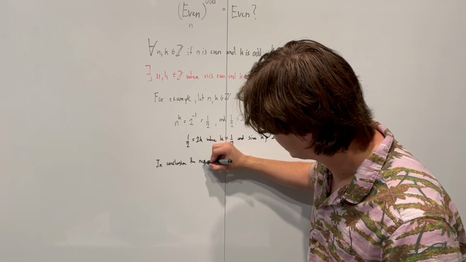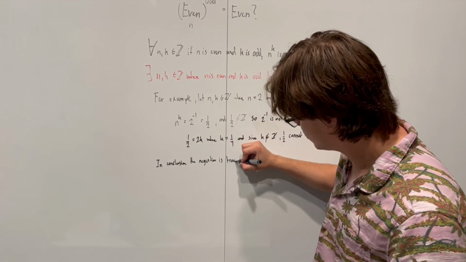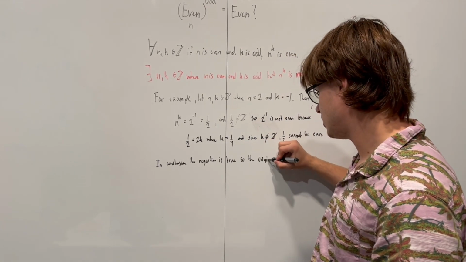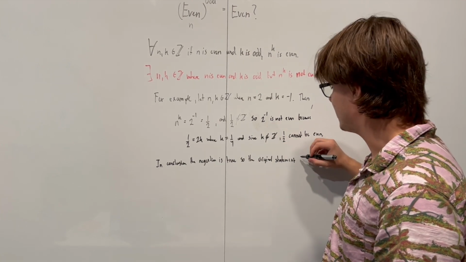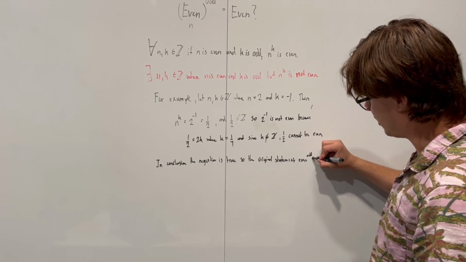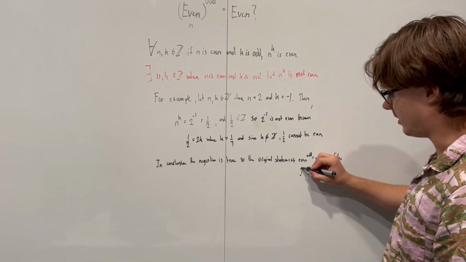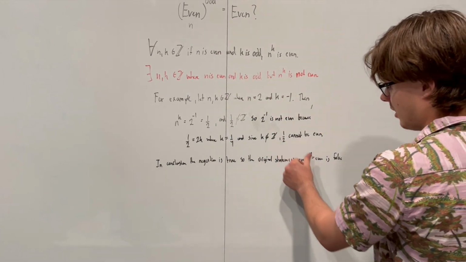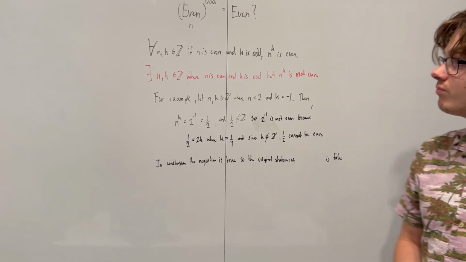the negation, the red statement, is true, so the original statement, even to the power of odd is even, is false. I kind of got lazy here, but if you really want to, you can rewrite the whole statement, or just say the original statement is false, right? There we go.